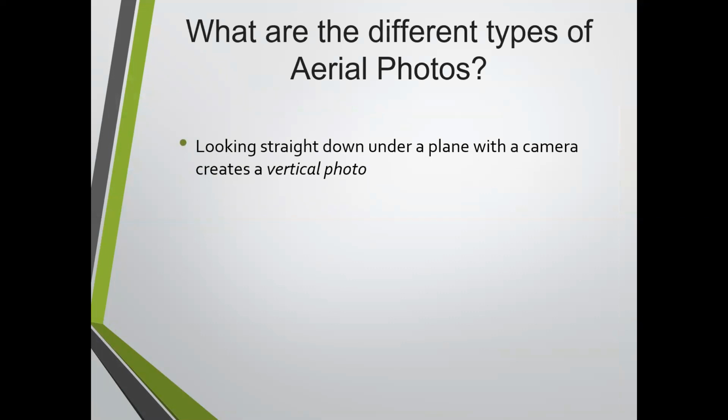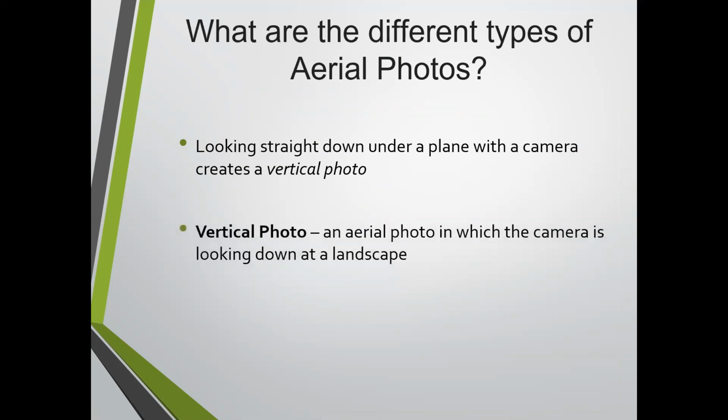Okay, so what are some of the different types of aerial photos? So we want to take a look at that a little bit. Basically, if you are looking straight down under a plane with a camera, that's going to create what's called a vertical photo. Now, you do get relief displacement with this stuff. We'll talk about that a little bit. We're not going to get into that too much, but you do have some what we call relief displacement. But a vertical photo is primarily a photo in which the camera is looking straight down at a landscape. And essentially, the direction that the camera is looking is following the direction of gravity. Okay, so you would call that vertical.